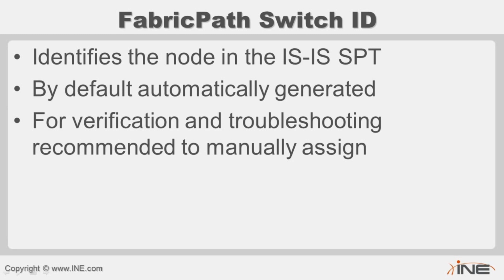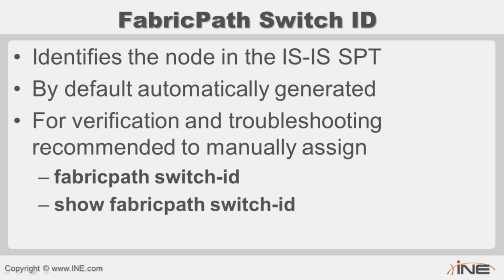So both on the leaf switches and on the spine switches. Specifically, this is going to be the fabricpath switch-id command in global config. We're then going to use the show fabricpath switch-id command to verify what are the different devices in the shortest path tree, and then ultimately figure out how we are routing our traffic towards them.